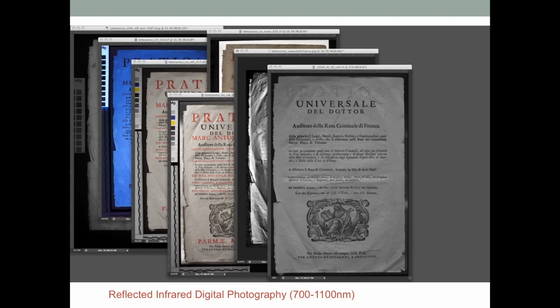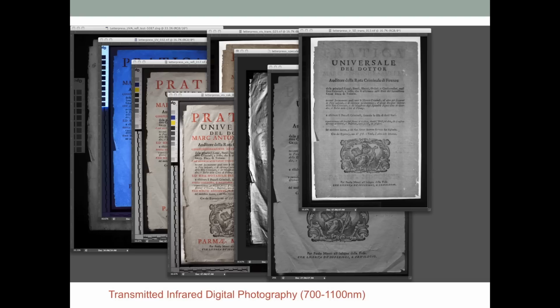So jumping into the infrared range, this is reflected infrared digital photography. It's using a modified digital camera. So it is near infrared. It goes from about 700 to 1100 nanometers, so beyond the visible. And IR has been used pretty routinely for conservation practices. For painting conservation, it can be used for the examination of underdrawings, detecting changes in composition, and visualizing obscured or faded inscriptions.